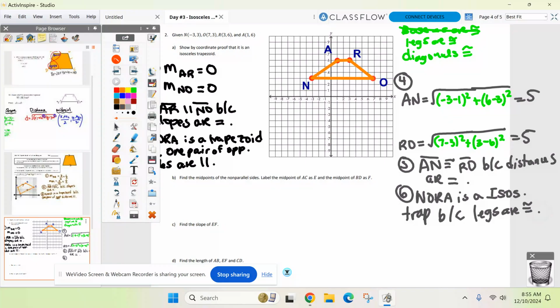So everyone, right here on a coordinate proof. We're going to be doing these for every figure in the unit. All right, every figure, just not today.